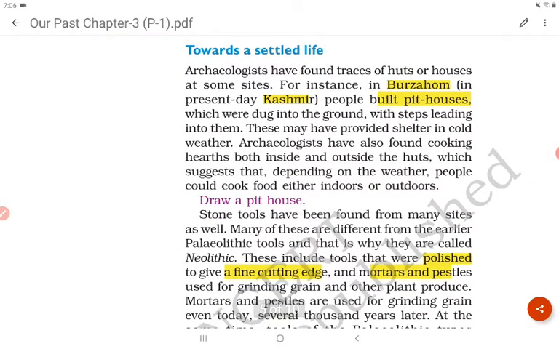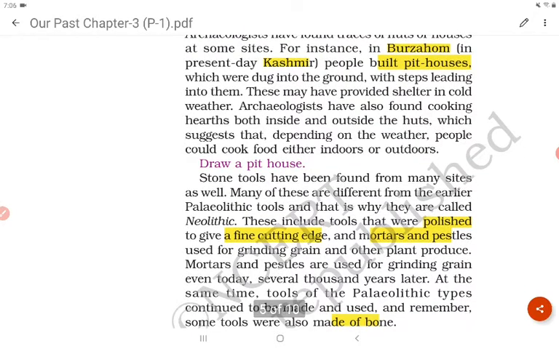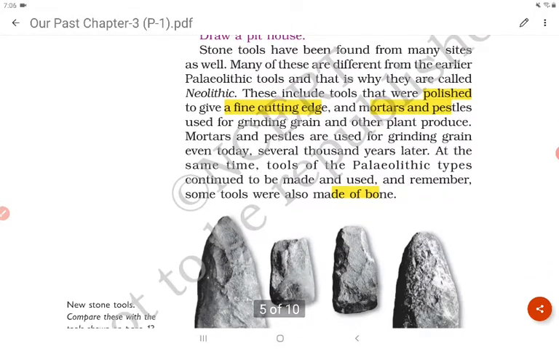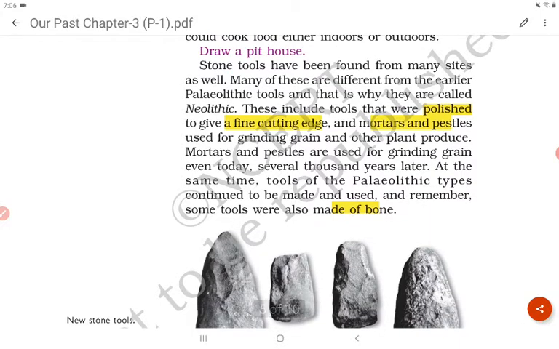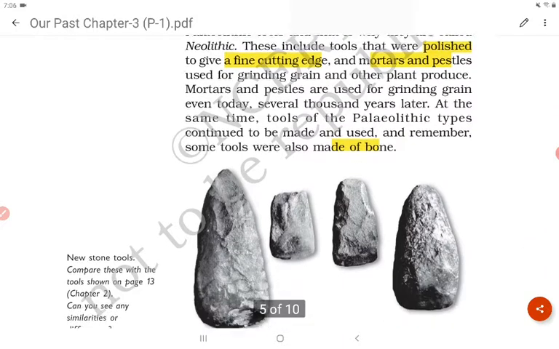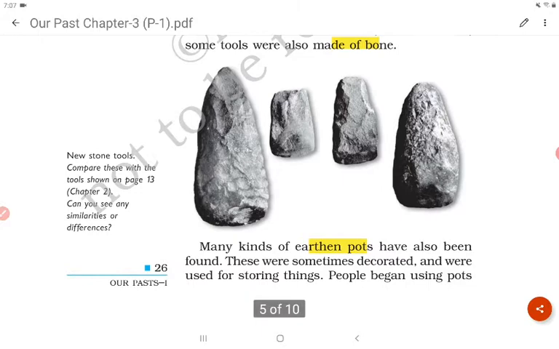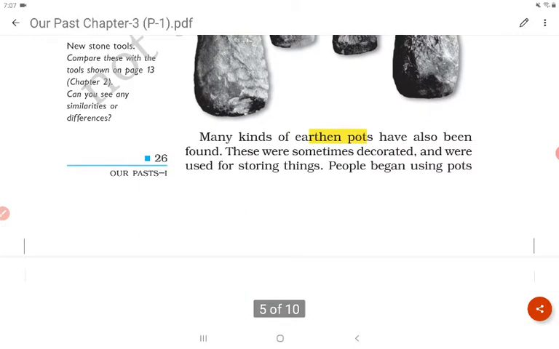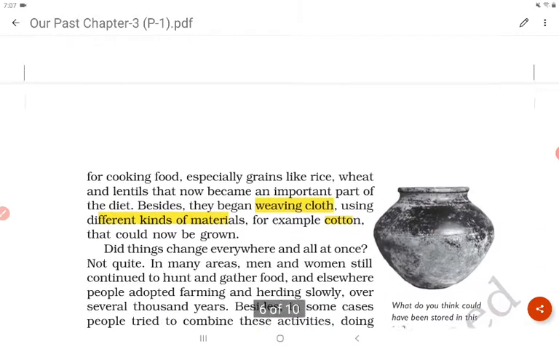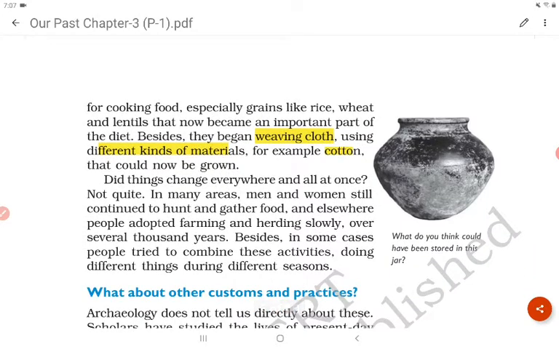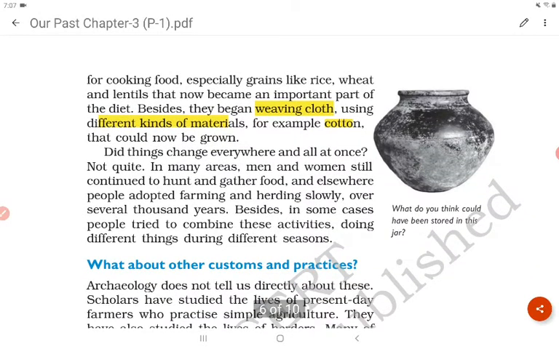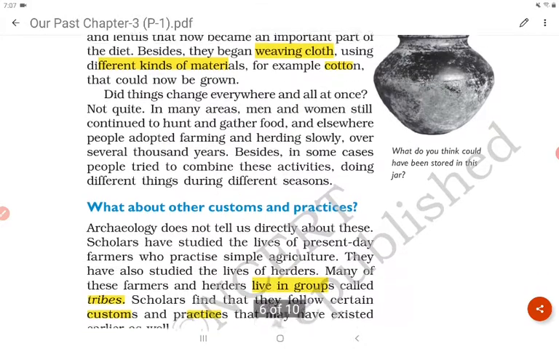In Burzahom in present-day Kashmir, people built pit houses. Tools were polished to give a fine cutting edge, and mortars and pestles were used. And these are found in the Neolithic age. Some of the tools were made of bones too. Many kinds of earthen pots were also found. And people started weaving cloth also, using different kinds of materials, for example, cotton.